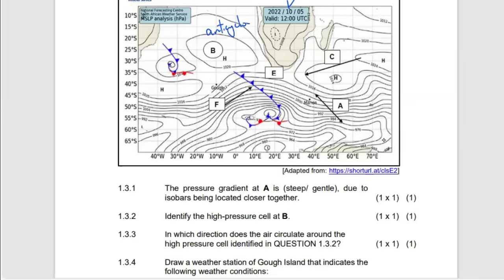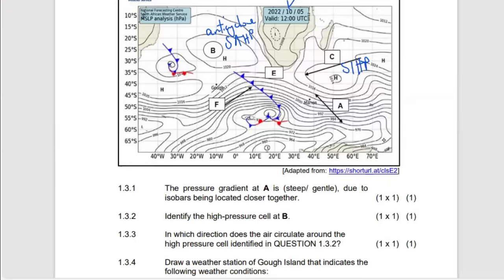Our major anticyclones that affect the weather conditions over the Southern African subcontinent. We have, to the west, the South Atlantic high pressure. And if we check to the east, we have another anticyclone, which is a high pressure cell. On the east, we have the South Indian high pressure cell.